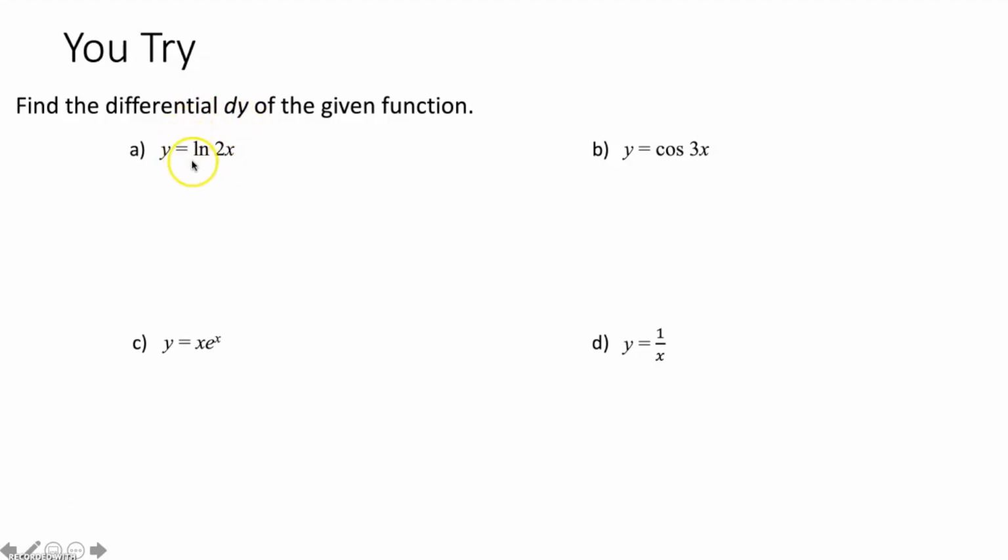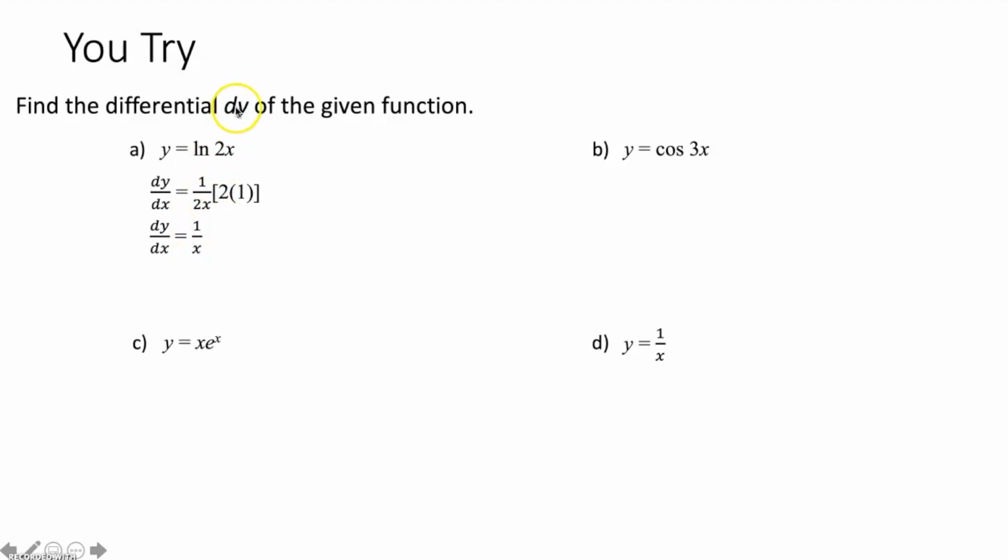I'm going to take the derivative of the outer function first. Derivative of ln of something is just 1 over that something, so it's going to be 1 over 2x, times the derivative of my inner function, derivative of 2x, which is just going to be 2 times 1. So now what I do is just simplify. The 2 times 1 is going to be 2, and this 2 cancels out with this 2 in the denominator here, so I get dy dx is equal to 1 over x.